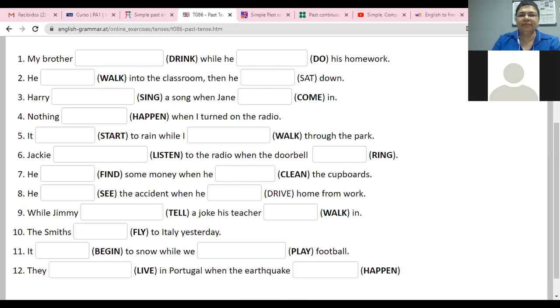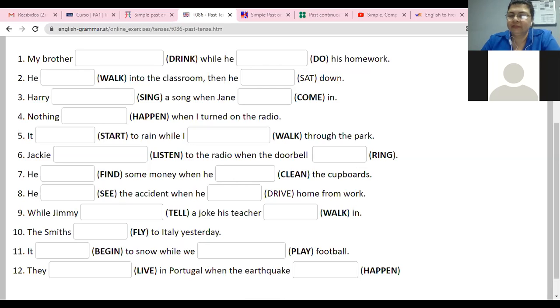He found some money when he cleaned the cupboard. When he cleaned the cupboard. Okay. If you say that's the structure, okay. He saw the accident when he drove home from work. Okay.